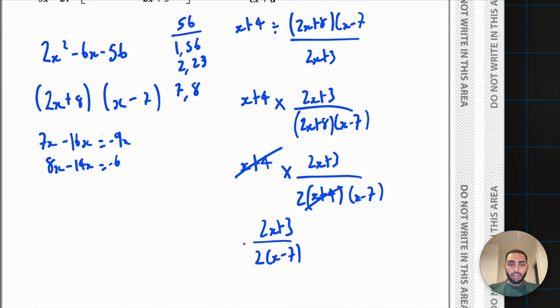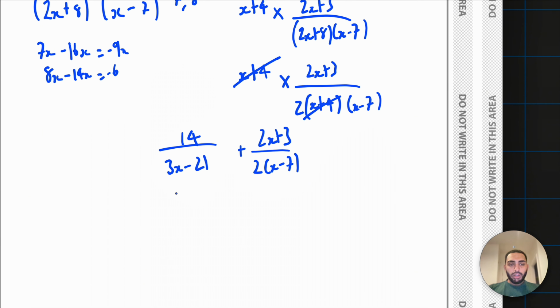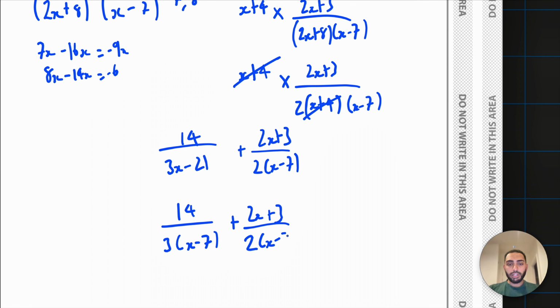So we're adding 14 over 3x minus 21. So could I factorize this 3x minus 21? I could pull out 3 from both of them. So 14 over 3 brackets x minus 7. And that's adding 2x plus 3 over 2 brackets x minus 7. So now I'm looking to add these two fractions, so I need common denominators.